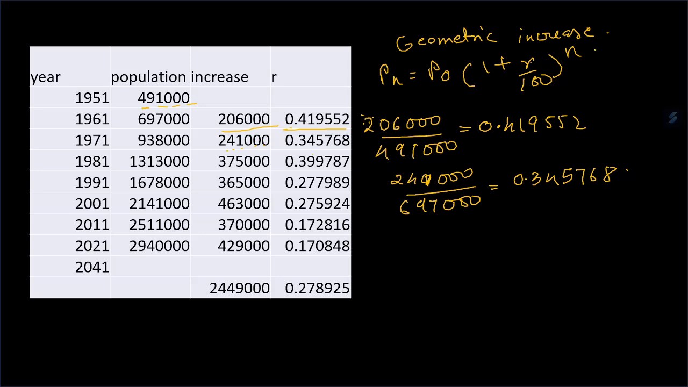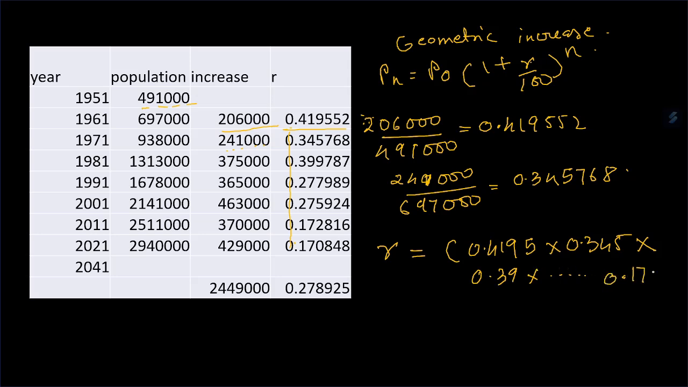Okay, so that is how all these values are found. Now how to find the final value of R? R is nothing but the multiplication of all the values, that is 0.4195 into 0.345 into 0.39 into dot dot dot. So all the 7 values have to be taken. I'm writing the last value, which is 0.170.